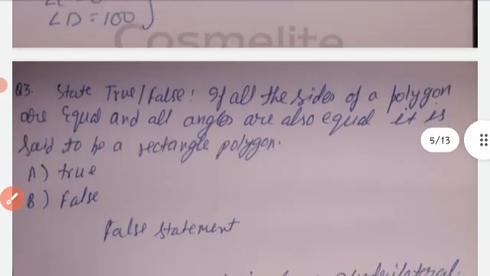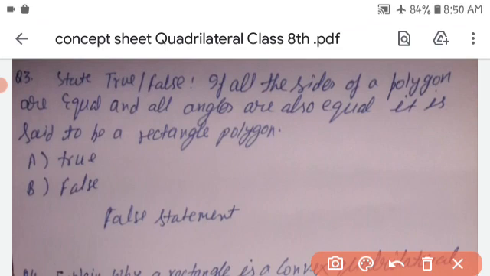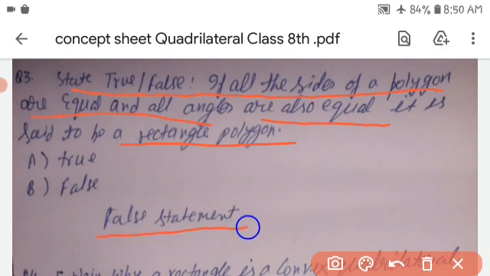Question number 3. State true or false: if all the sides of a polygon are equal and all angles are also equal, it is said to be a rectangle. False, because opposite sides of a rectangle are equal and consecutive sides are not equal. So this statement is a false statement.